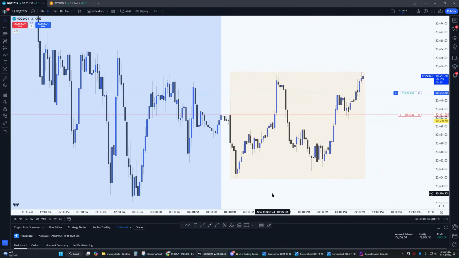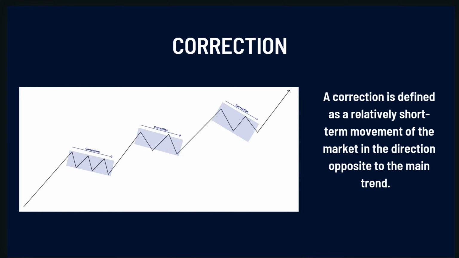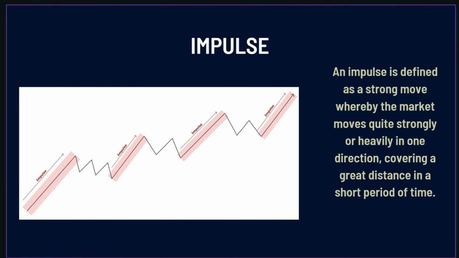In this video, I want to be talking to you guys about advanced market structure, specifically strong highs and strong lows. So in market structure, there are corrections and impulses. A correction is defined as a relatively short-term movement of the market in the direction opposite of the main trend. And impulses are defined as a strong move whereby the market moves quite strongly, right?